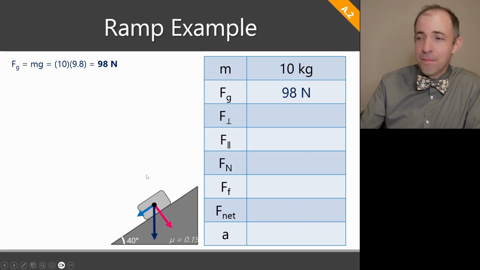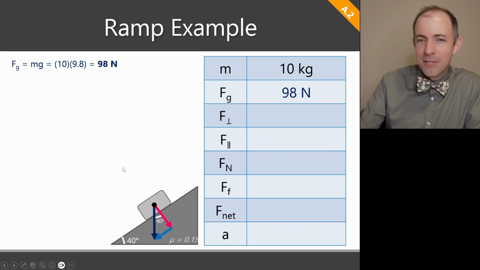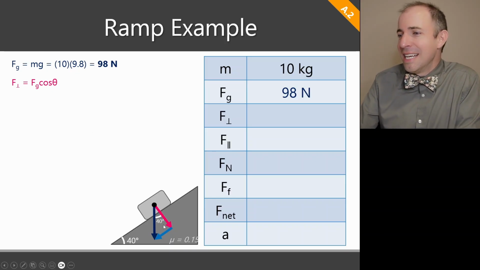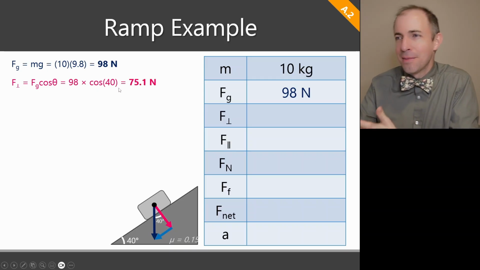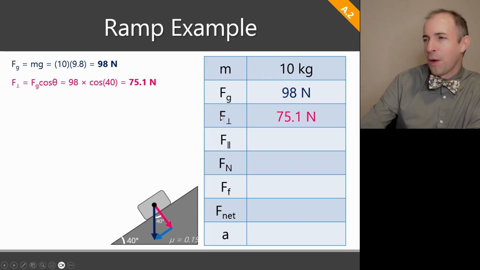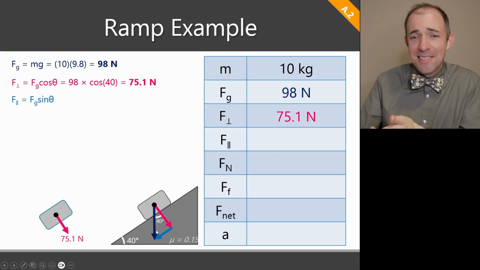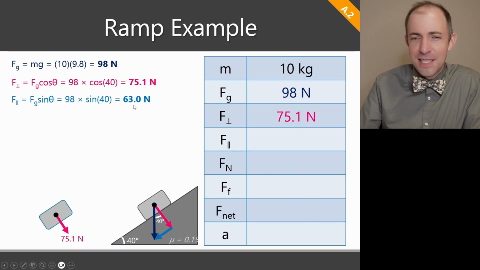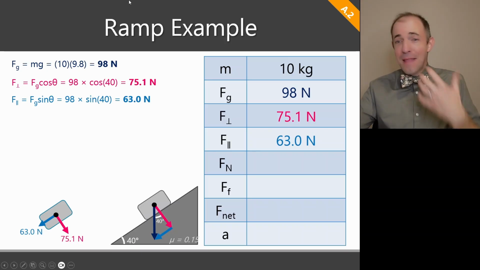That's going straight down. But I can split that up into my components, basically making this triangle here. It's a right triangle with a 40-degree angle that matches my ramp, which means my perpendicular component, this pink one, is attached to the angle. So we'll say it's FG times the cosine of theta, or 98 times the cosine of 40. That's 75.1. Parallel force is going to be FG times the sine of theta. That's the opposite of my angle. 98 times sine of 40 is 63.0. You'll see that there.